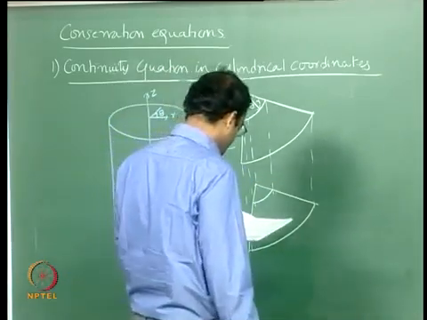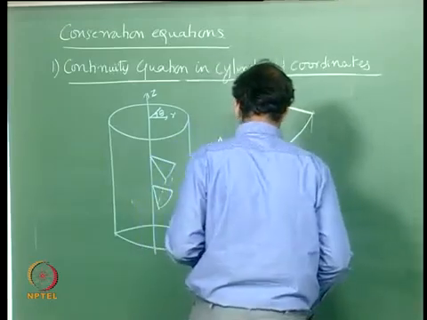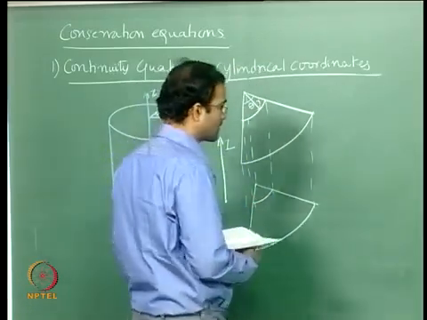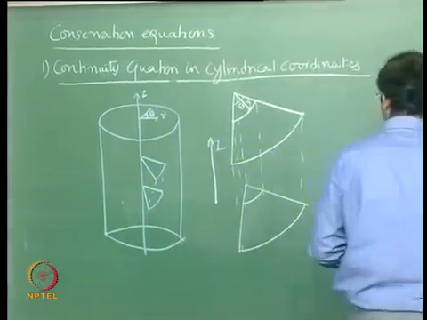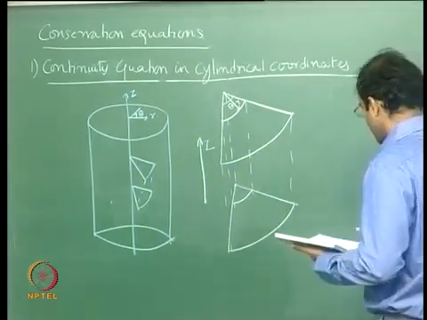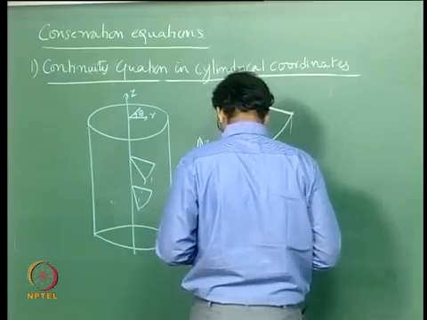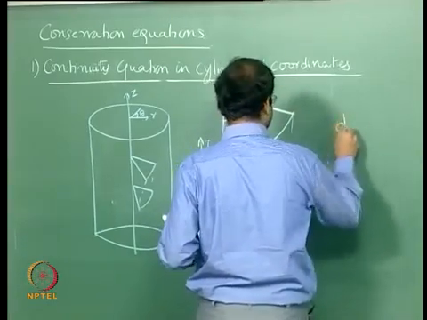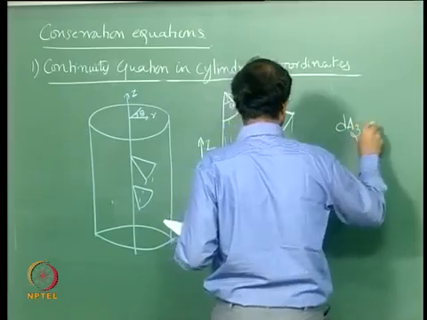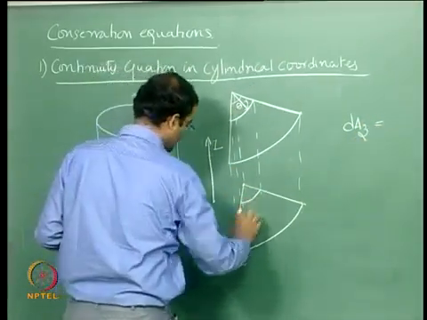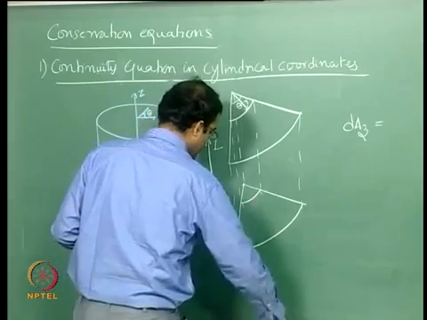Now the first thing that we are going to do is write the differential areas in each of the directions, because unlike the Cartesian coordinate system, it is not explicitly seen what the differential area is. So therefore we will first write it down. The differential area in the z direction, that is your dAz. If you look at either the bottom surface or the top surface, we want to look at the shaded region here.